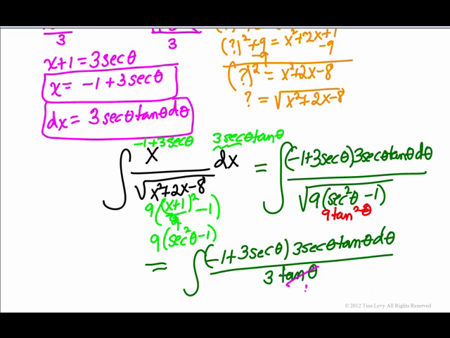At this point, I certainly can cancel the tangent. I can cancel the 3. So I am going to be left with a new integral. I'm going to go to the next page to put that integral, with the secant theta and the d theta. So let's move to the next page.